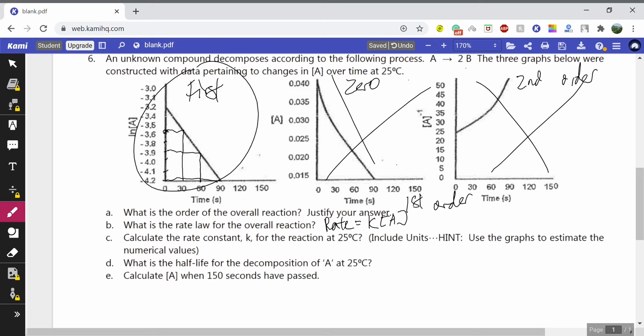So we go to stat on our calculator, go to edit, then use 30, 60, 90.